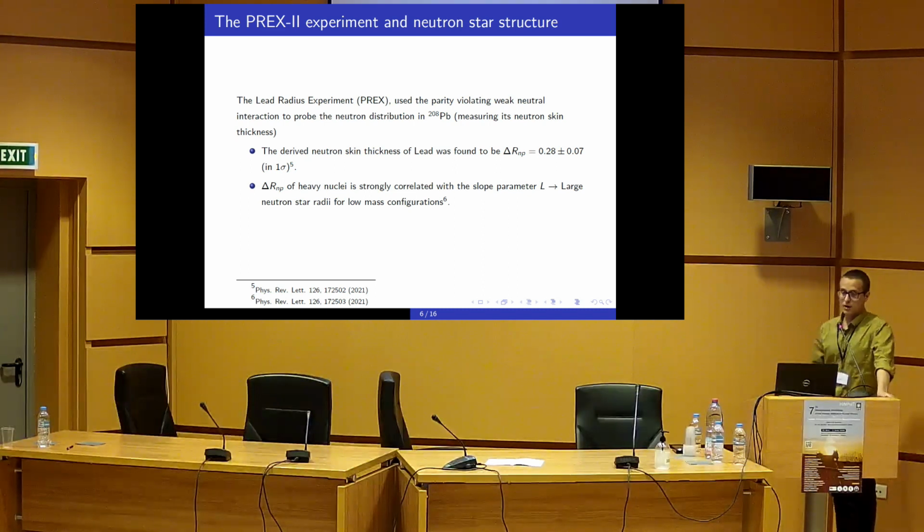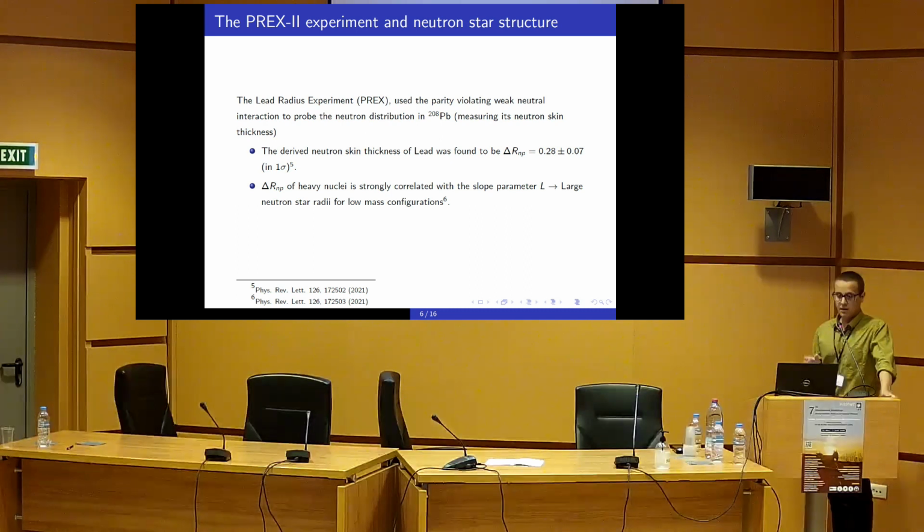So let us now talk about the PREX-2 experiment. Actually, this experiment was running in 2 stages for about 20 years, and it provided in 2021 a value for the neutron skin thickness of lead, which was surprisingly large. And this is interesting because this property correlates to the symmetry slope as well. From the previous observation, we had that the radius is small, and therefore the slope parameter needs to be small as well. But now we have a large neutron skin thickness, which correlates to a large symmetry energy slope.